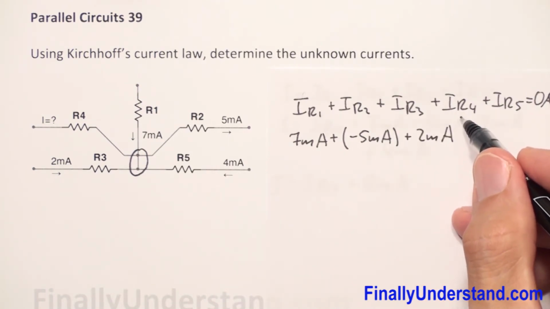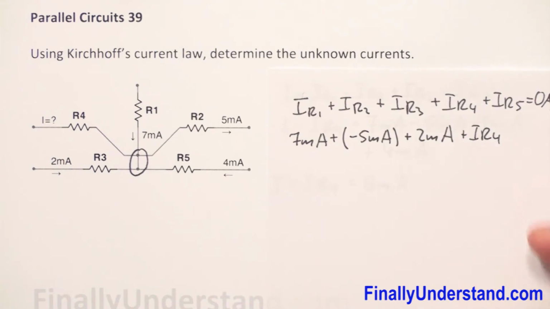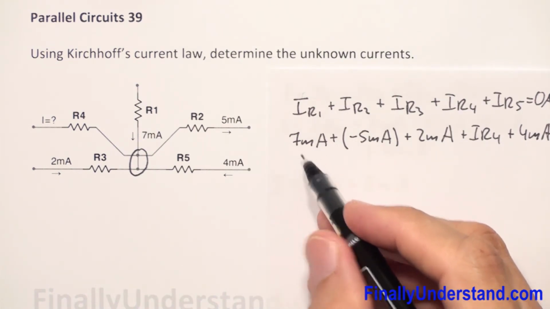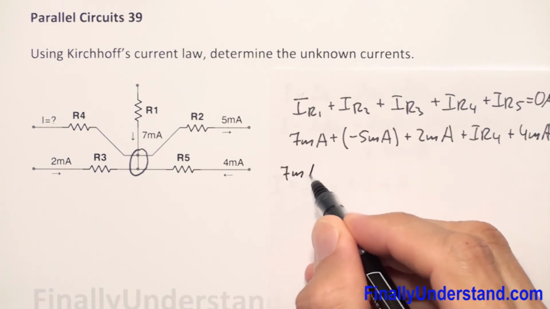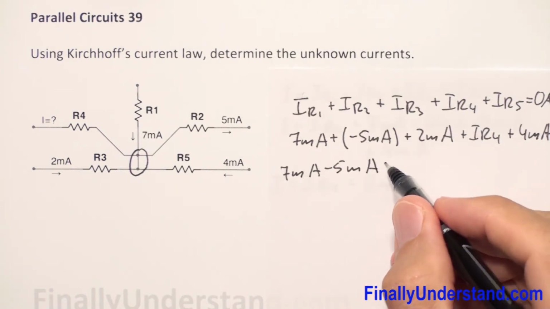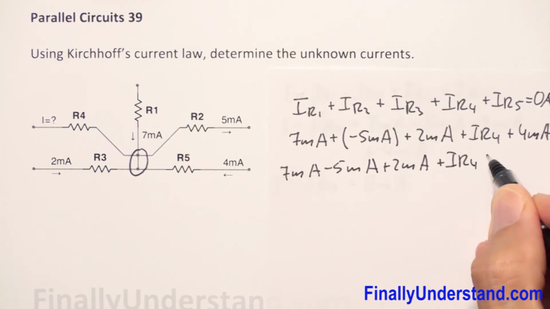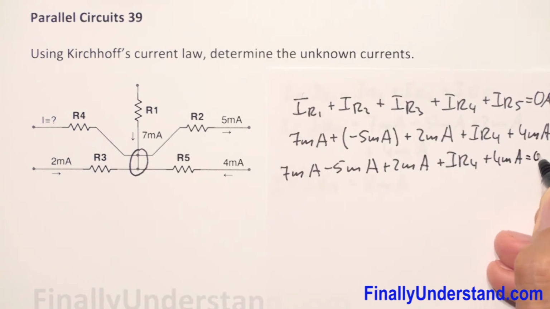And we have plus IR4, we don't know IR4. And we have plus IR5, so I have plus 4 milliamps. And of course, everything must be equal to 0. So we have 7 milliamps minus 5 milliamps plus 2 milliamps plus IR4 plus 4 milliamps is equal to 0 amps.